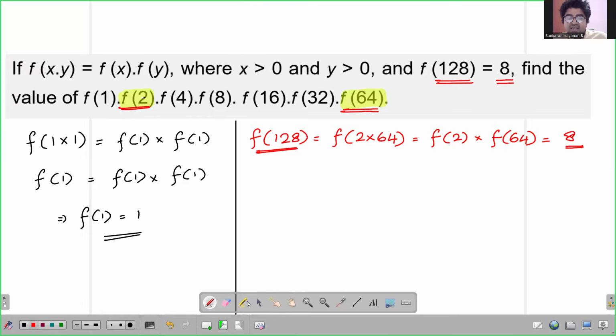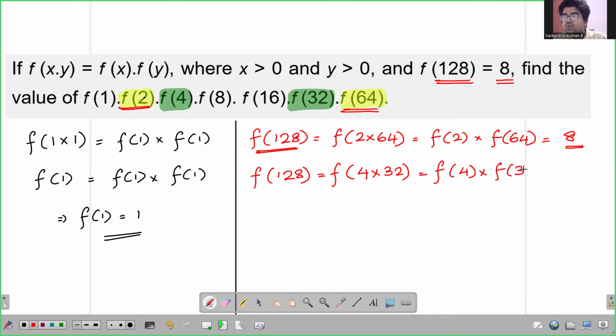Got it? Similarly, I can see that this f of 32 is seen here and f of 4 is seen here. I can see that this 128 is 4 into 32. So f of 4 into 32 is f of 4 into f of 32. Like this I can write. But that result is again equal to f of 128, which is equal to 8, which means the product of those two things which I have highlighted in green color is equal to 8.